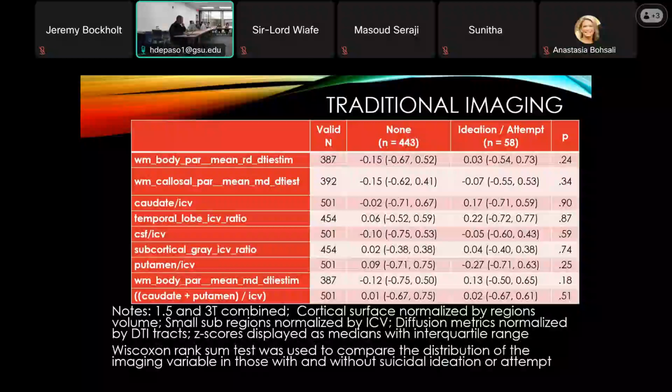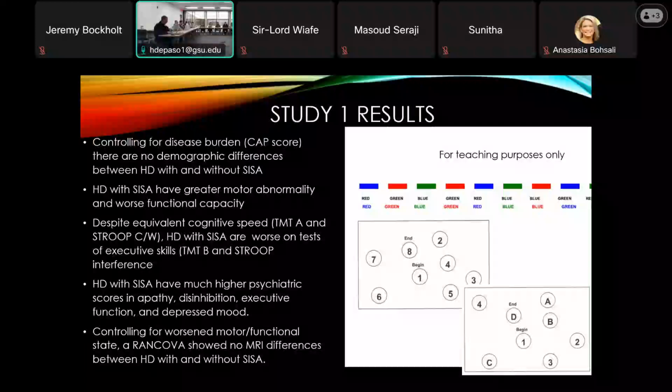We also measured these out with normalized regions and used z-scores to figure out how abnormal something essentially was in the imaging markers that we used. What we found was that, controlling for disease burden or CAP score, there were no demographic differences, thankfully, between the groups with HD with and without suicidal ideation. We found that HD with suicidal ideation has a greater motor abnormality, so their motor score was not quite as great, and a worse functional capacity, which was expected. And equivalent cognitive speed from Trails and Stroop.